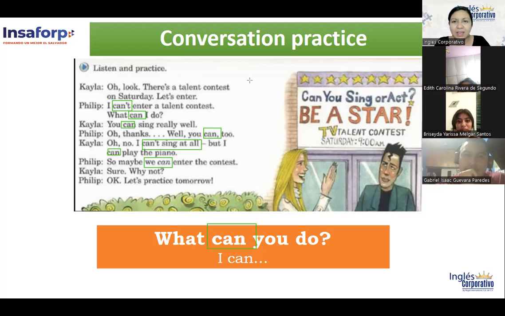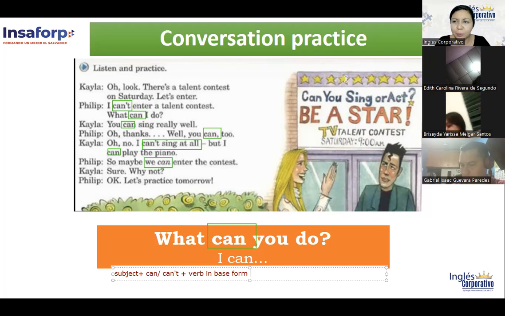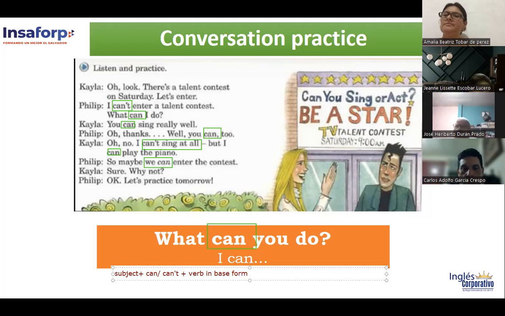And they will practice. So when we want to talk about our abilities, we use can. And it's very easy because we just need to say the subject and then can. Or in the negative form, cannot or can't. We have to make that emphasis in the negative, can't. And then the verb in the base form. So what can you do? Can you tell me what you can do? What are your talents? What are your abilities?